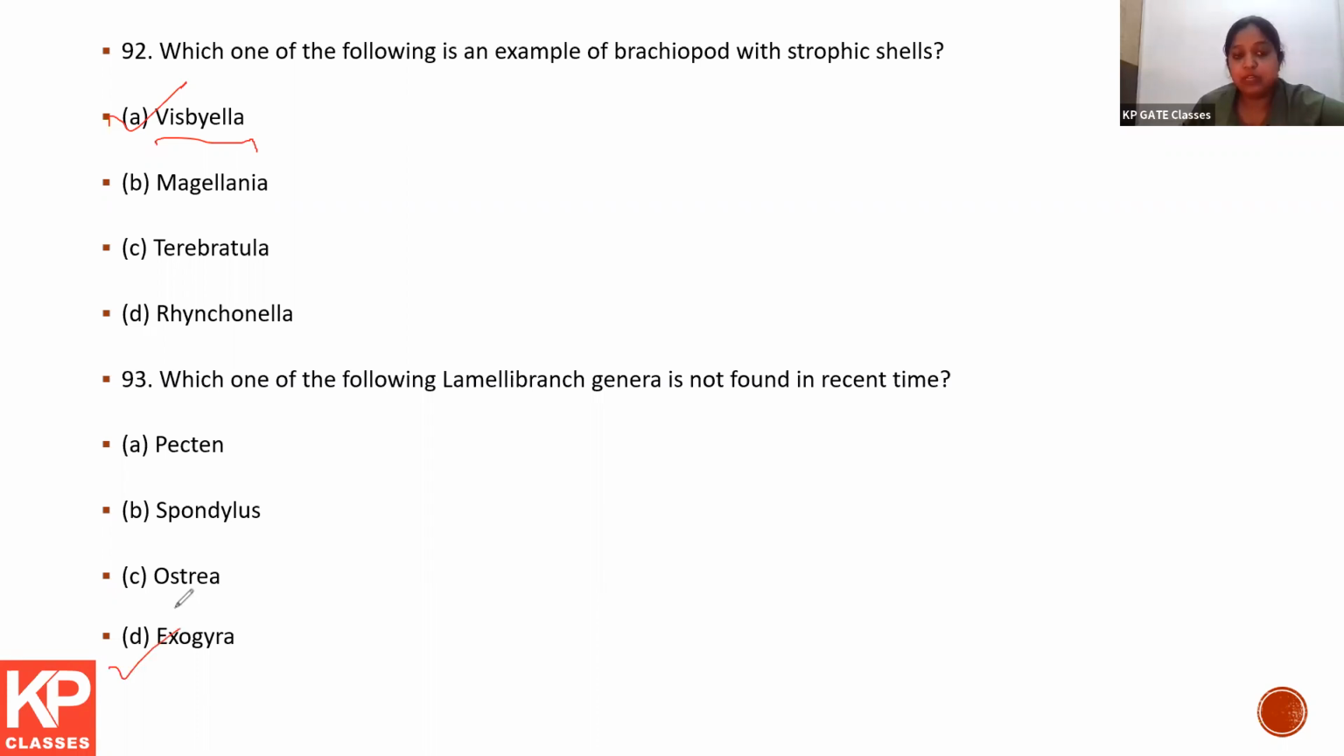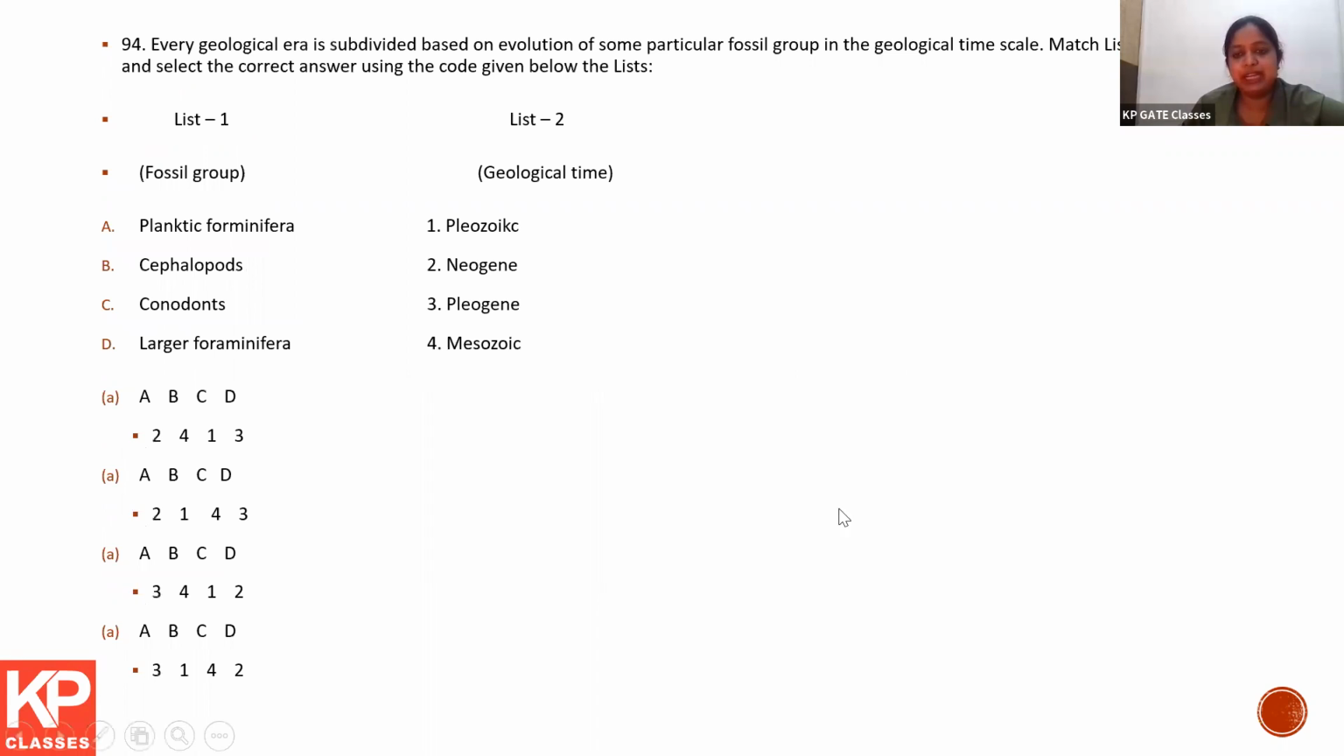Next one, which one of the following lamellibranch genera is not found in recent time? So the answer is Exogyra. Exogyra is not found in recent time. Those are extinct forms. Okay, so direct question. If you know the details in paleontology, we should remember the terminologies and memorize the ages. These are direct memory-based questions actually.